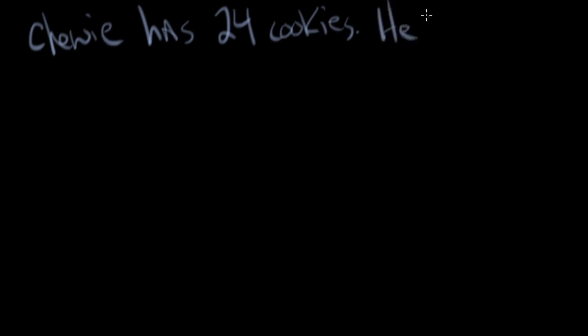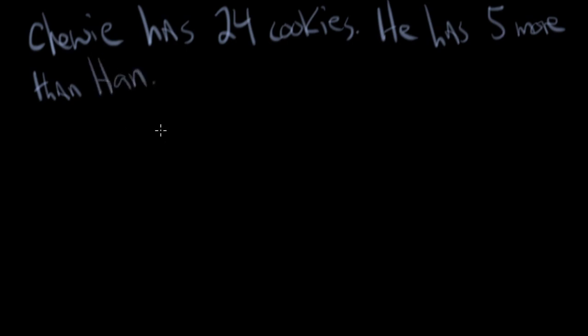Chewie has 24 cookies. Okay, so Chewie has 24 cookies. He has 5 more. So he has 5 more than Han. How many does Han have?